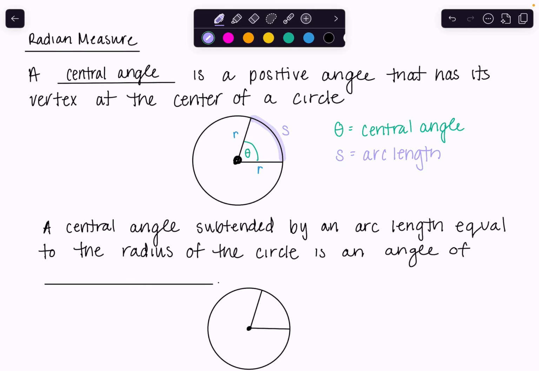Okay. So when we define radian measure, it's really defined by a special arc length. So a central angle subtended by an arc length equal to the radius of the circle is an angle of radian measure 1.